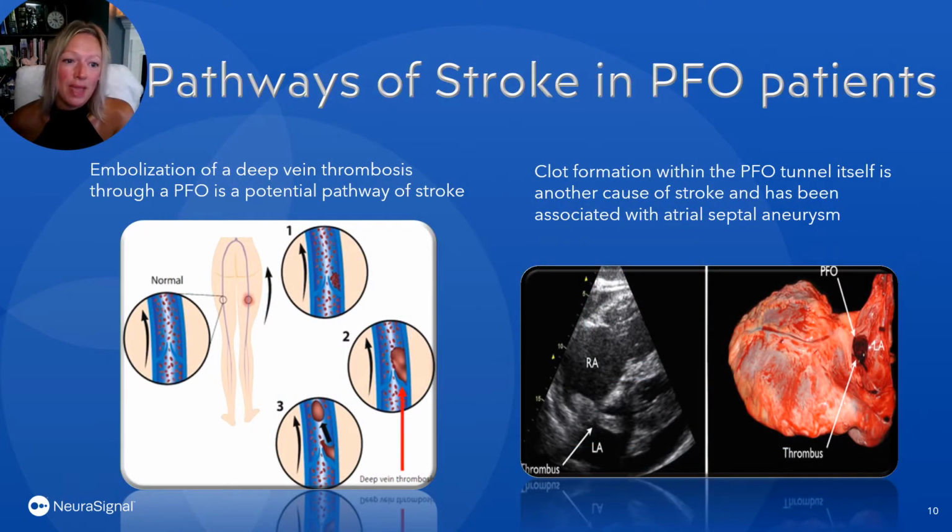Just to touch on the pathways of stroke in PFO patients, embolization of a deep vein thrombosis, or a DVT, through a PFO is a potential pathway of stroke. Also, clot formation within the PFO tunnel itself is another cause of stroke and has been associated with atrial septal aneurysm.